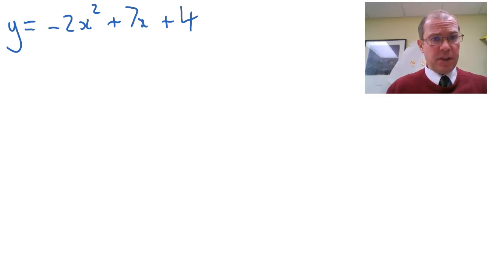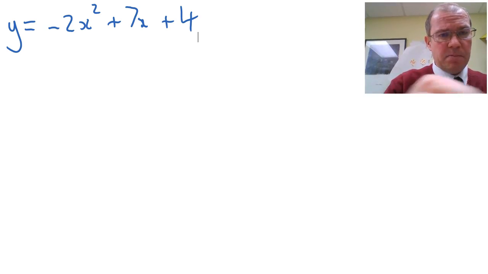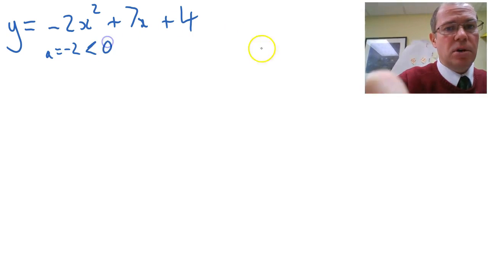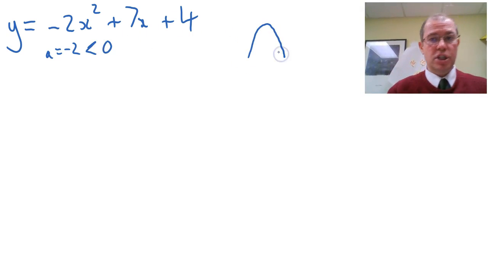So firstly, we know that this function actually has a maximum because we can see here that the a number, which is minus 2, is smaller than 0, so we know the quadratic function looks like that, so it has a maximum value. The first method we're going to do is completing the square.